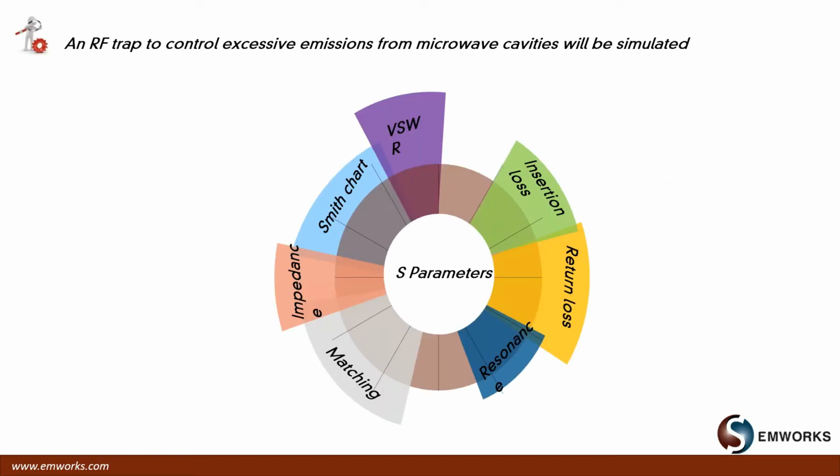So when we do an RF trap, we could be interested in looking at a number of different things in terms of results. Today, we're going to use an S-parameter simulation to see what the response of our structure is going to be.